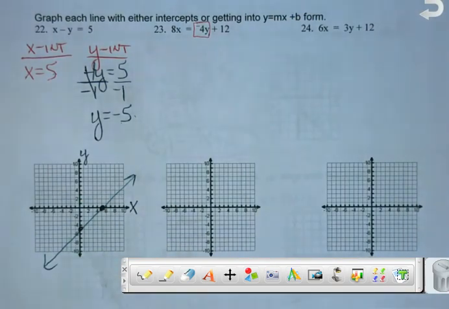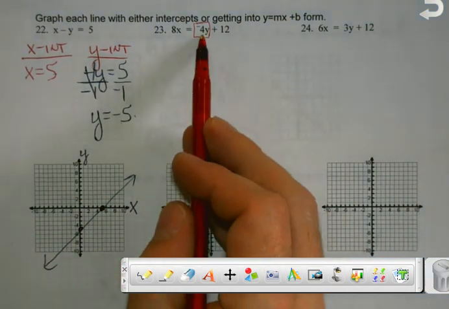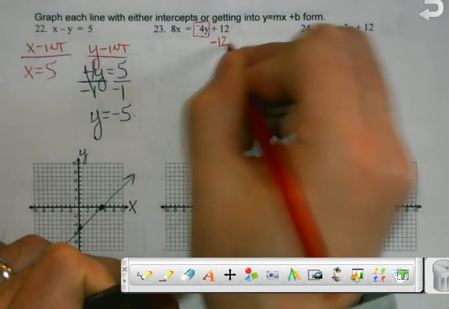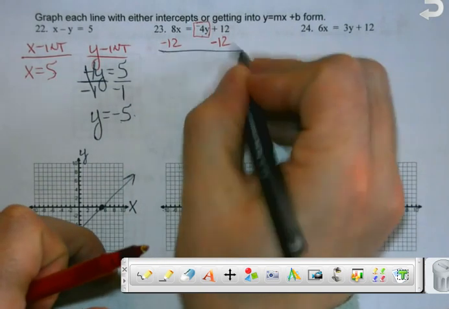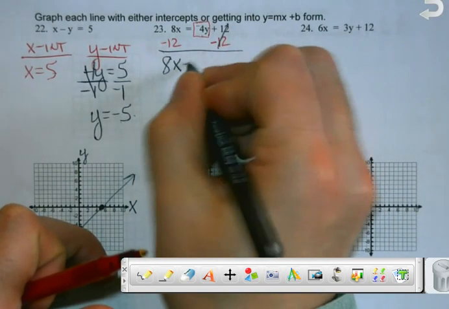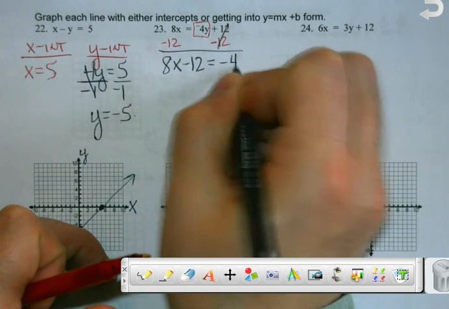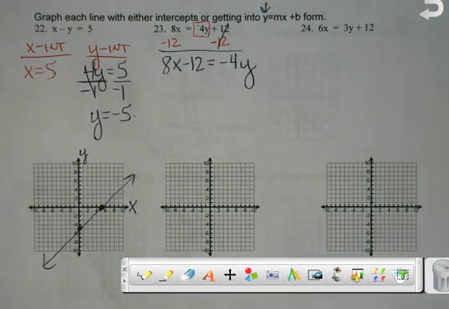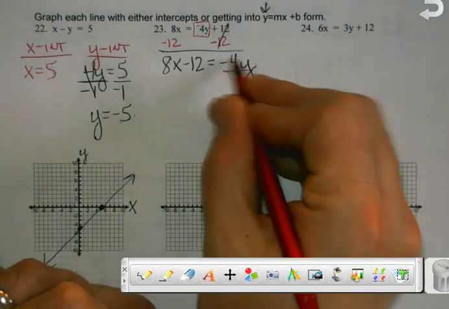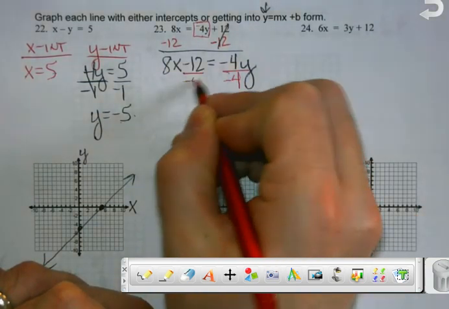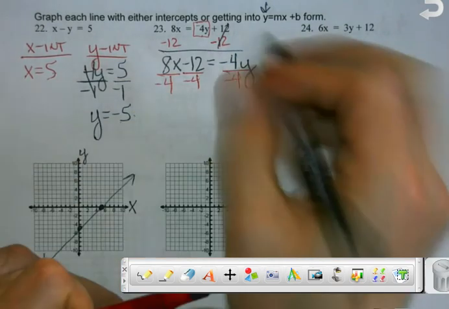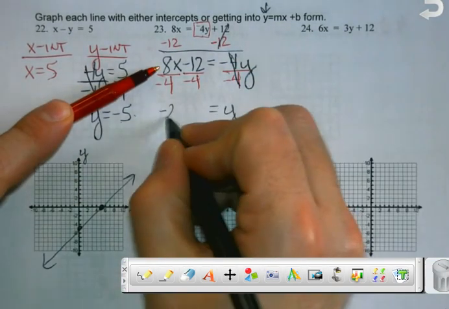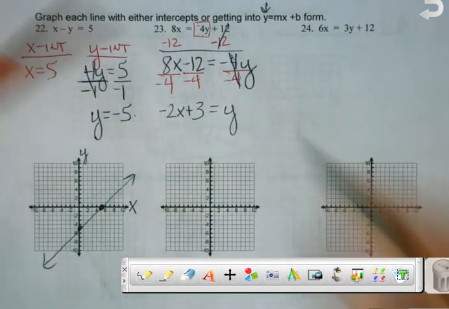My other option is to get y by itself. So if I do that for 23, I want to get this by itself first. How do I get the plus 12 out of there? Minus it. So 8x minus 12 equals -4y, but I want y total. So since I'm multiplying it by -4, I'm going to divide everything by -4. -2x plus 3, that's what my y is.